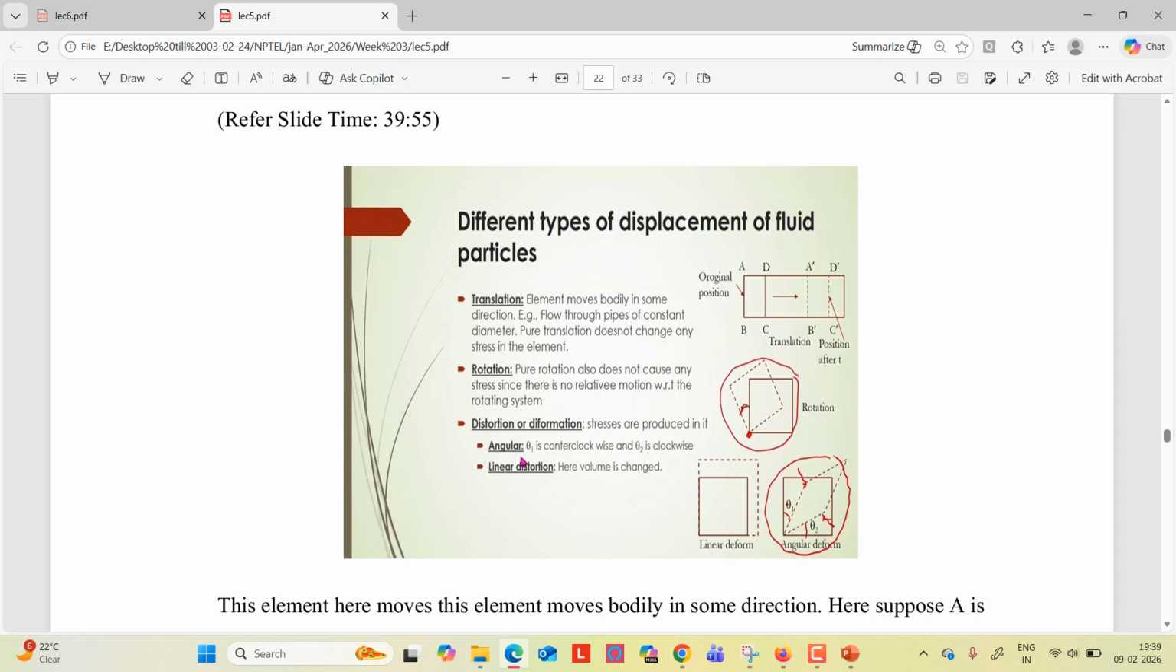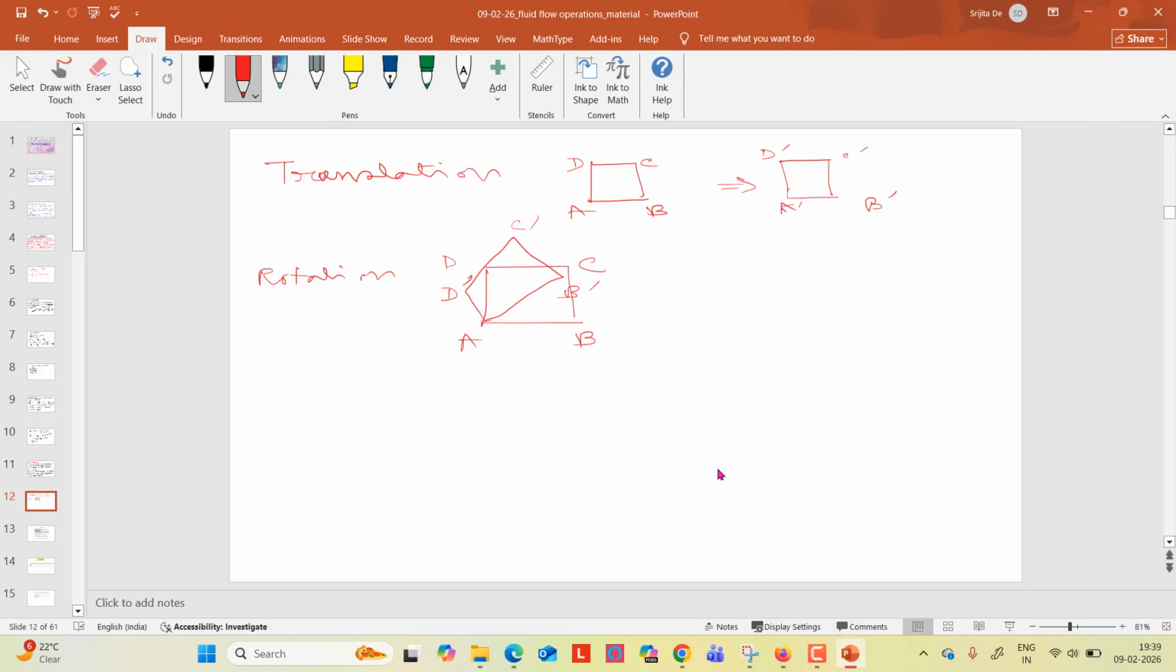So there are two types of distortion. One is the angular distortion, one is the linear distortion. In case of linear distortion or deformation, it is represented by this. So this is A, B, C, D and its size has changed. Now this has become A dash, B dash, C dash and D dash. That means its size has changed.